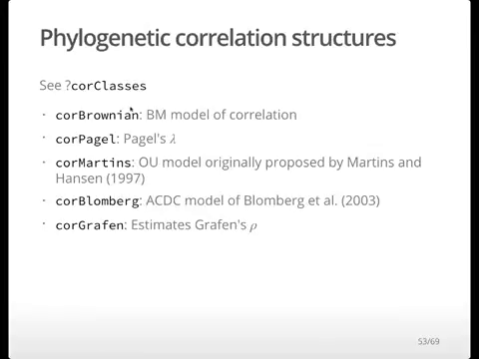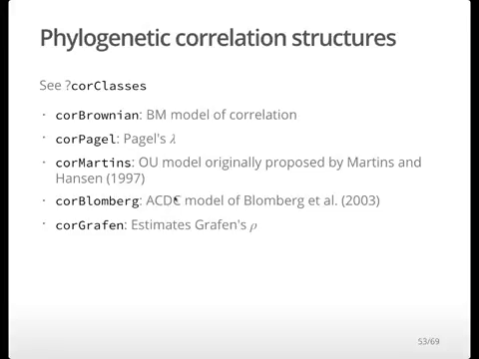So these are what they call corStructure classes. You can look at the help for corClasses if you want to read more about it. So corBrownian is the Brownian motion model. That's going to be the standard. corPagel is Pagel's lambda. That's pretty standard too. corMartins does the OU model. So this was originally Martins and Hansen, which wasn't quite exactly the same thing as Blomberg 2003, but they're similar enough. So this is going to estimate the strength of selection, right? That's what that's going to estimate.